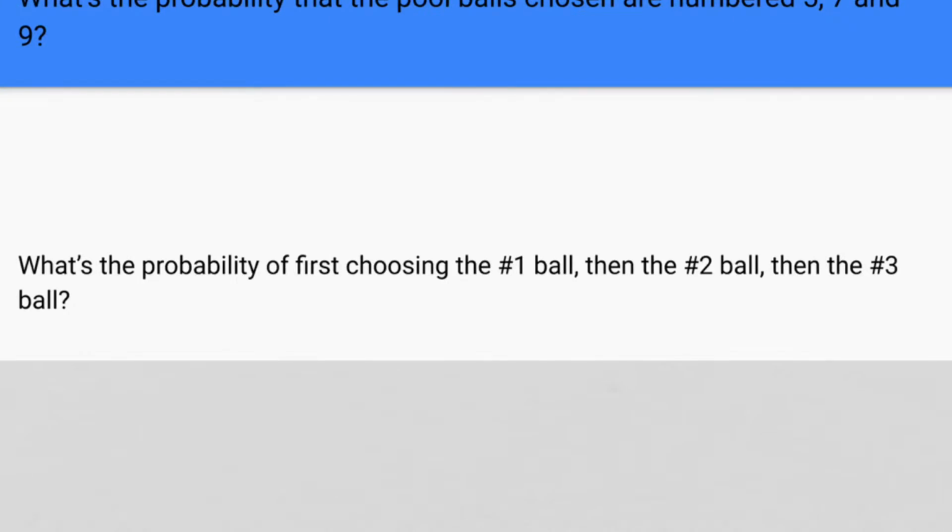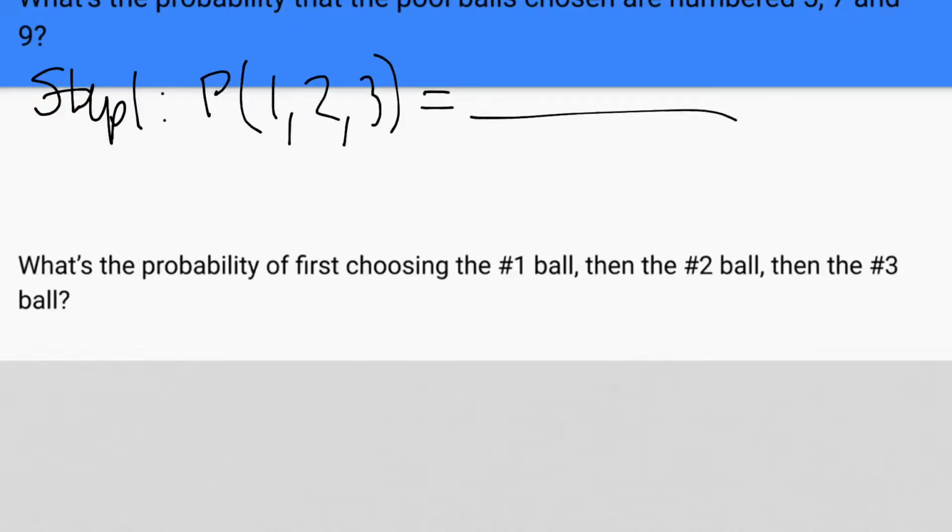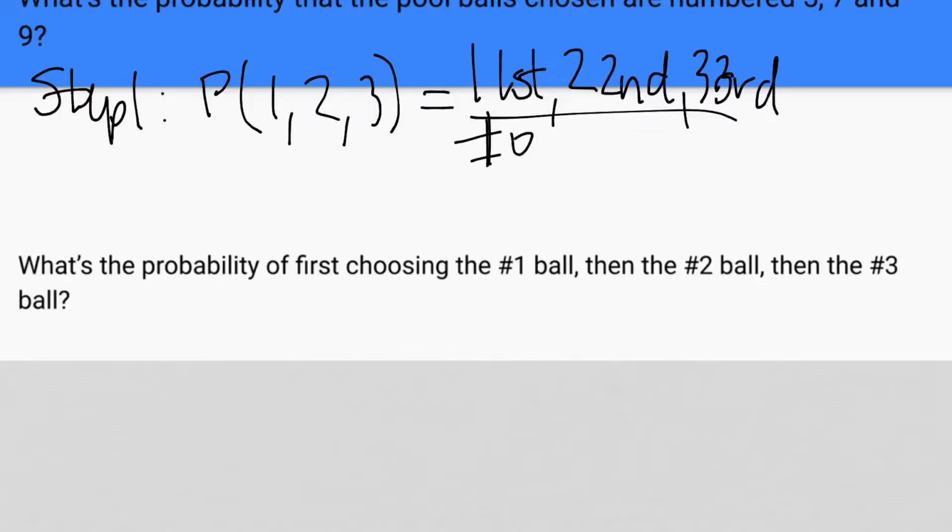Okay, the problem below it: what's the probability of first choosing the number 1 ball, the number 2 ball, and then the number 3 ball? Here, order is important. So we're going to be going through those steps again. So step 1, what's the probability of choosing 1, then 2, and then 3, right? So 1 would be first, 2 would be second, 3 would be third, over the number of ways to choose the 3 out of the 15.